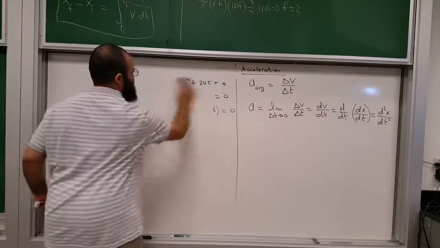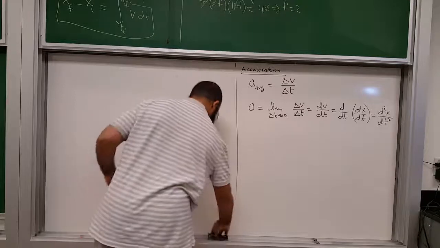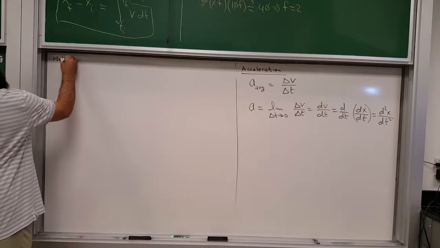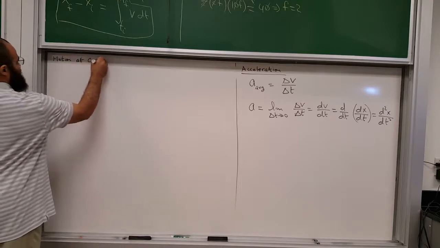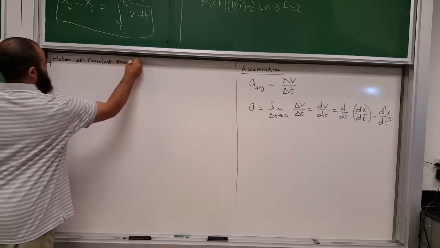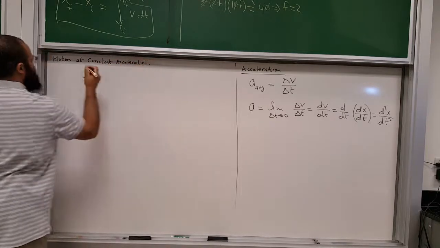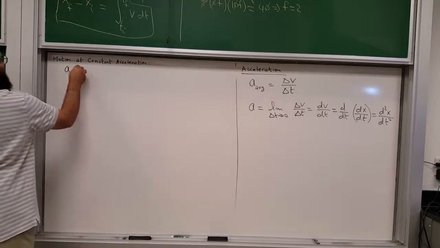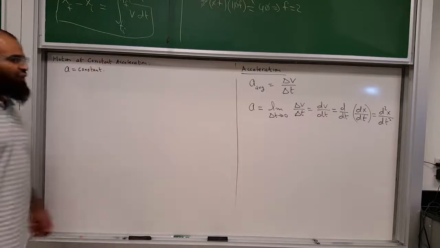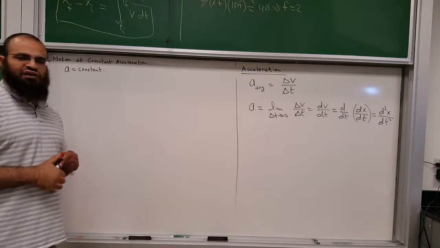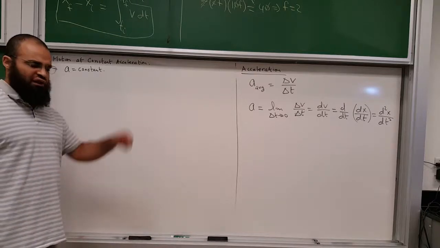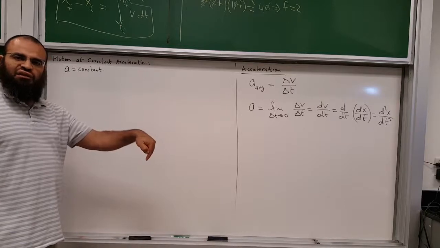It's a good calculus exercise. Motion at constant acceleration. The acceleration is simply a constant. It doesn't change over time. Why are we interested in this? Because very often the acceleration is constant. And the most common one in everyday life is the acceleration due to gravity. It's minus 9.8 meters per second squared, downward.